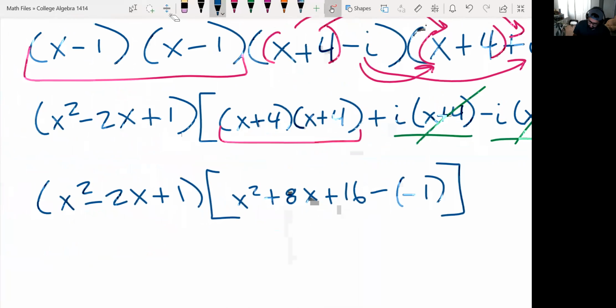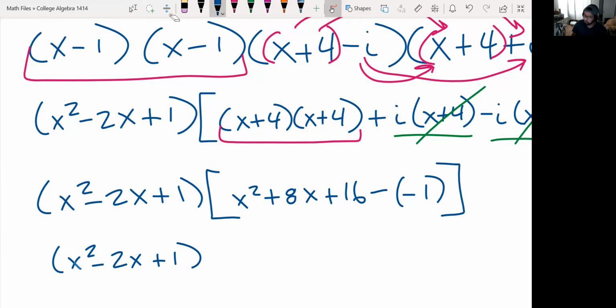And then you get x squared minus 2x plus 1. And once you clean everything up, this should give you x squared plus 8x plus 17. Right? Plus, plus. Yep.